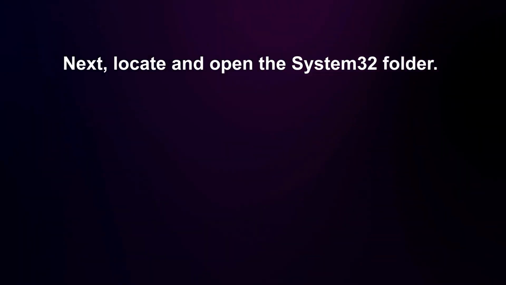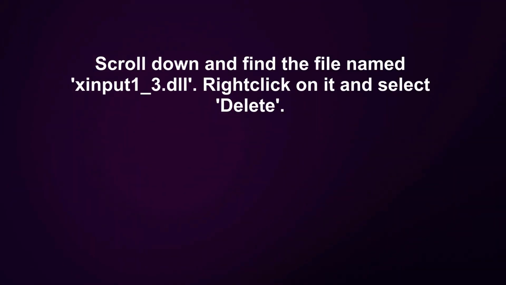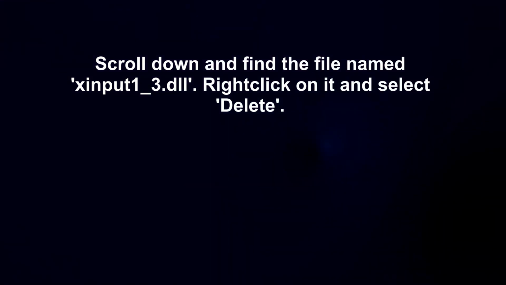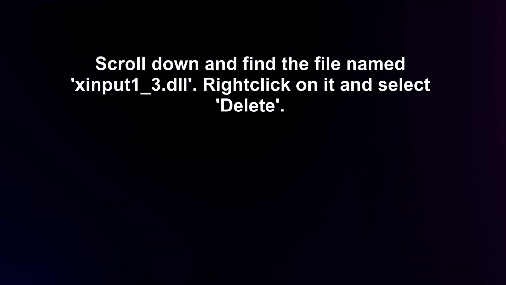Then, open the Windows folder. Next, locate and open the System32 folder. Scroll down and find the file named xinput1_3.dll. Right-click on it and select Delete.